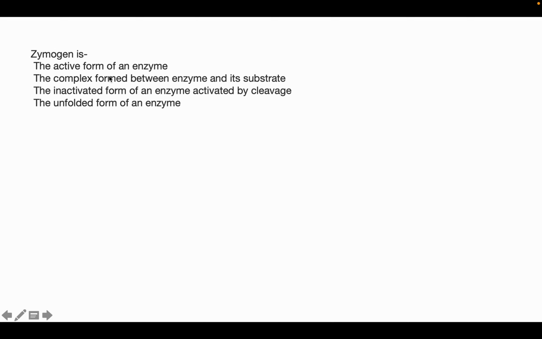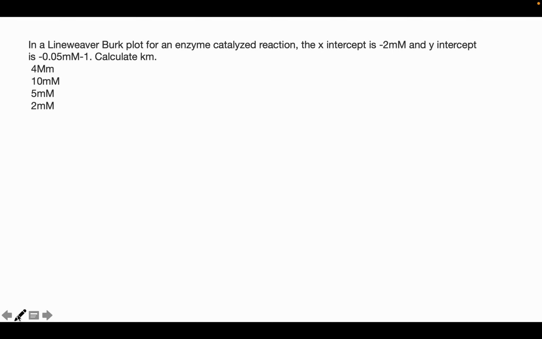Zymogen is the active form of enzyme, complex form between enzyme and substrate, inactive form of an enzyme activated by cleavage. Yes. So zymogen is the inactive form of an enzyme that is activated by cleavage. So we have different zymogens of chymotrypsin and trypsin. They are activated when they are cleaved. So those are the zymogen forms.